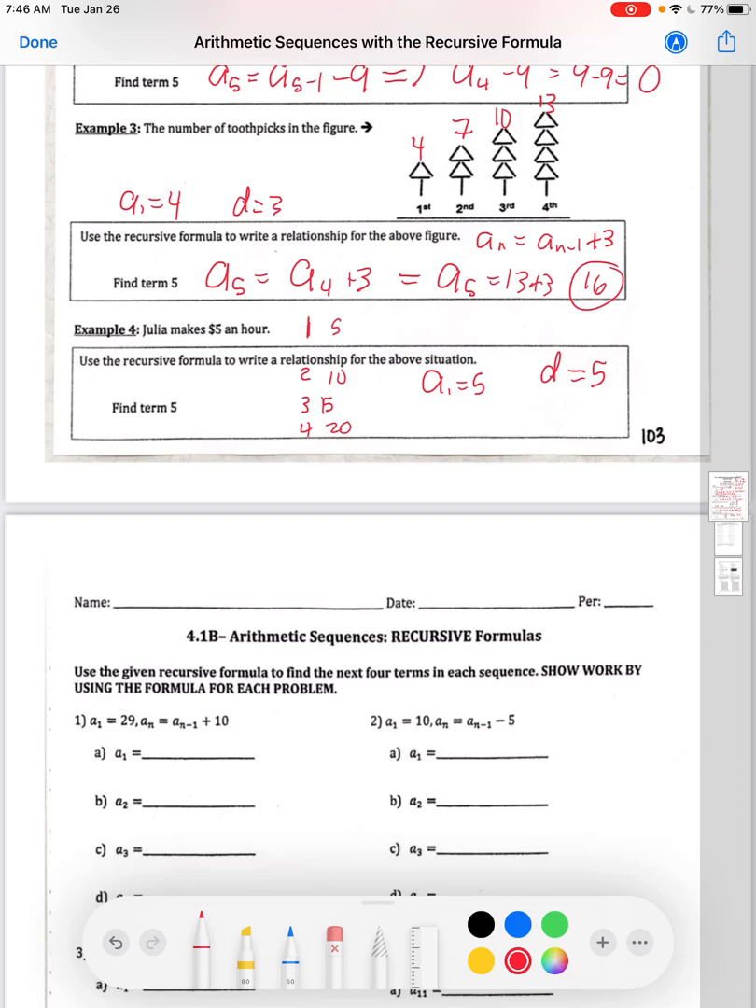So we want to figure out what term 5 would be. We already figured out that the fourth term would be 20. So we could simply plug that into our formula. A sub n, which in this case n is 5, is equal to a5 minus 1 plus 5, giving us 25. I'm going to go ahead and specify dollars just to keep it in the context of the problem.